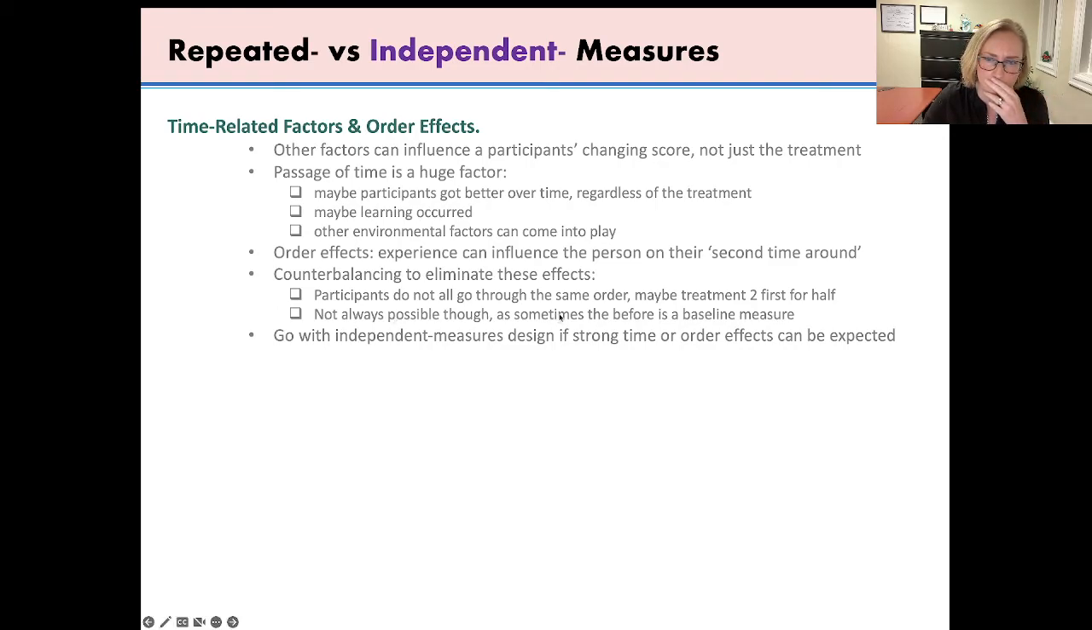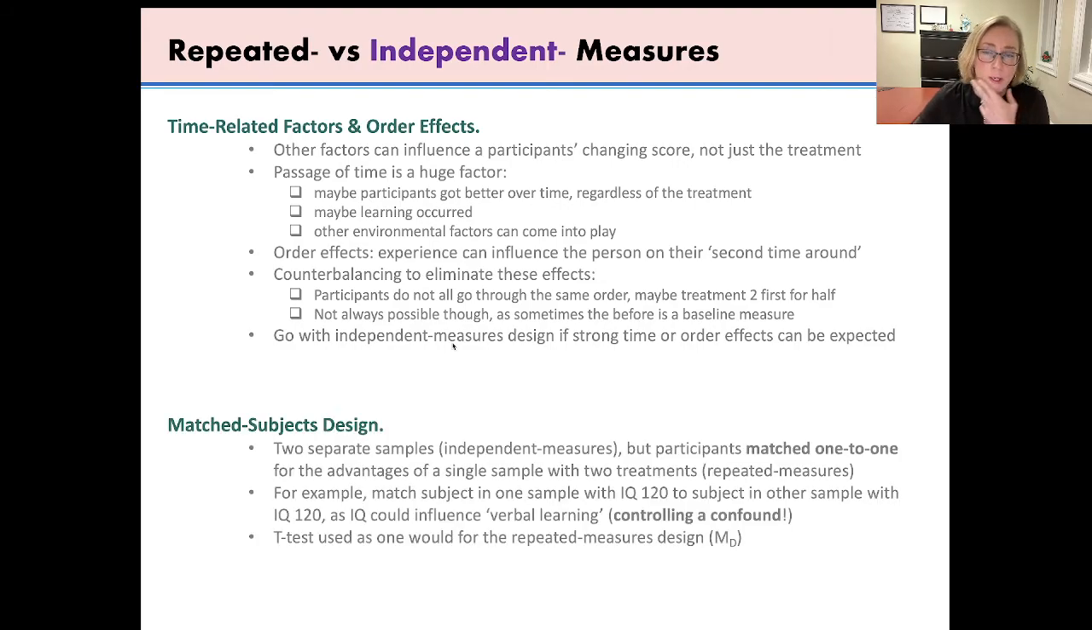What else do I have in here? Not always possible. Yeah, so sometimes you just inevitably can't change the order because one's a baseline measure, right? And in that case, there's not much you can do. So if you expect strong time or order effects, you're safer to go with independent measures design.